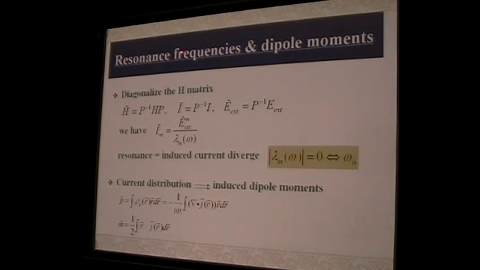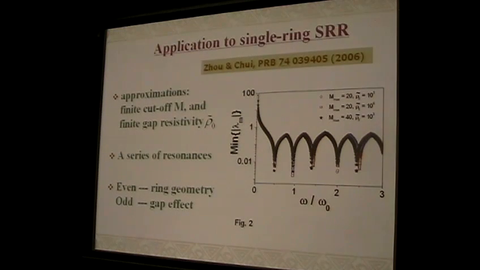Now how can we determine the resonance frequency and the dipole moment? The resonance frequency turns out to be determined by this equation. That means you have to find the minimized eigenvalue. At the frequency where the eigenvalue is minimized, you get a resonance. When you get this resonance, you can calculate everything, including both the p dipole and the m dipole. So we apply this theory to study the single ring SRR. We do find a series of resonances here.